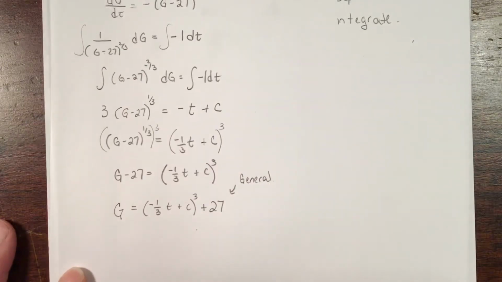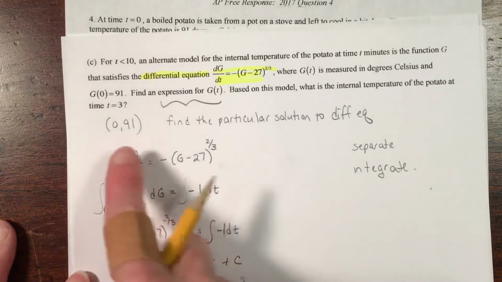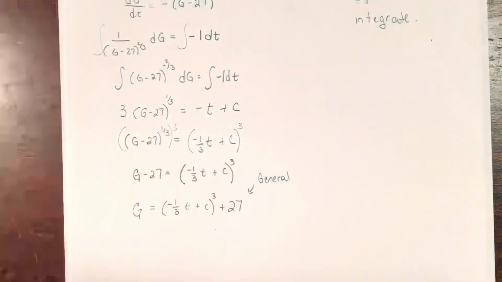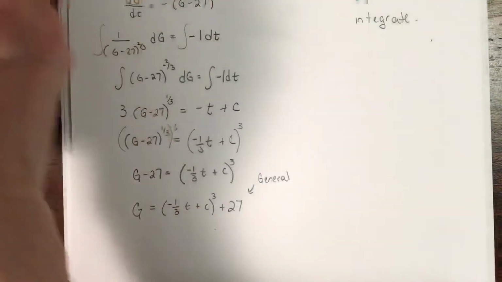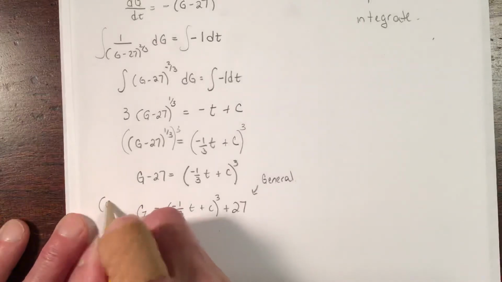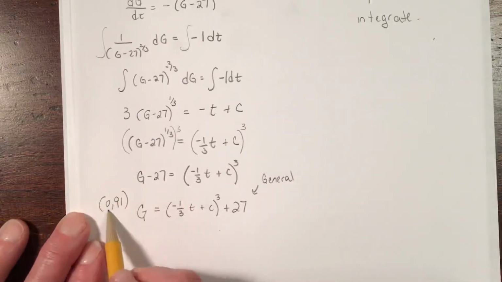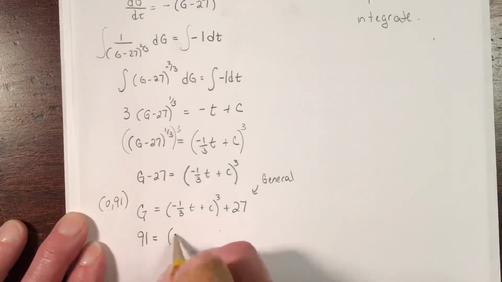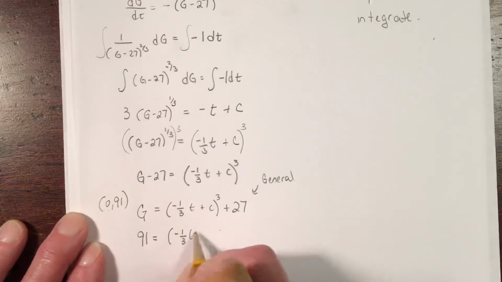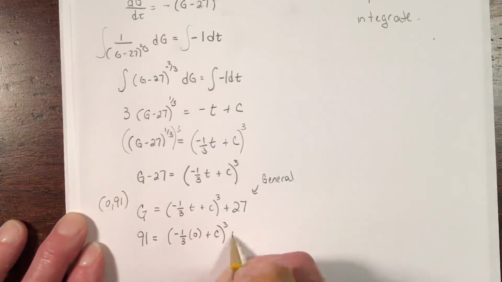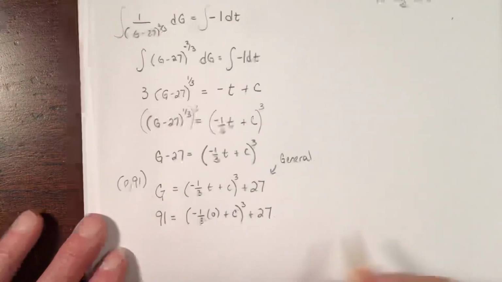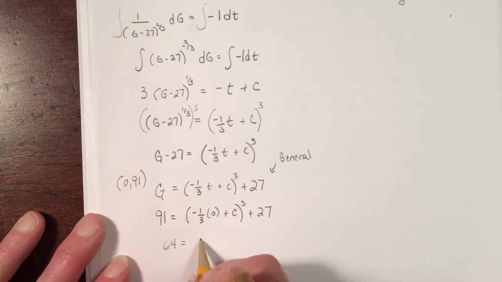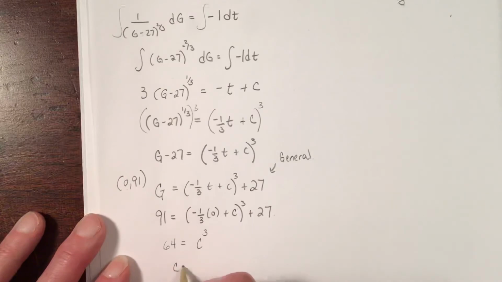We were asked to find the particular solution at (0, 91). So basically at this point we have to do just a tiny bit more work. I know when I plug in 0 for t, I get 91 for g. And remember, our goal here is we want to find what c is. So I'm going to subtract the 27 over. I get 64. Negative 1/3 times 0 is just 0. 64 equals c cubed. So c equals 4.